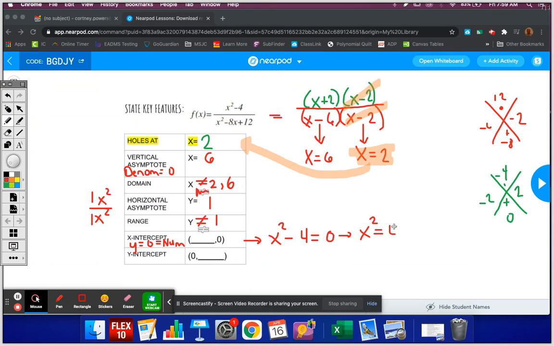Oops, because I add 4 to both sides. And then when I square root, I end up with plus or minus 2. So that means my x-intercepts are going to be at +2 and at -2. But then I have to consider the fact that we already said x cannot be +2. So I don't want to write that as one of my intercepts. So actually the only good answer is x equals -2.